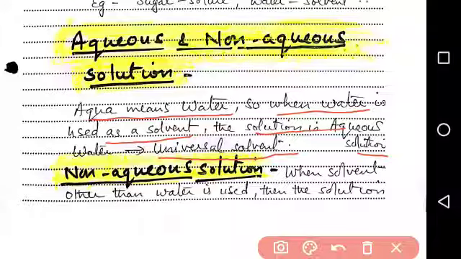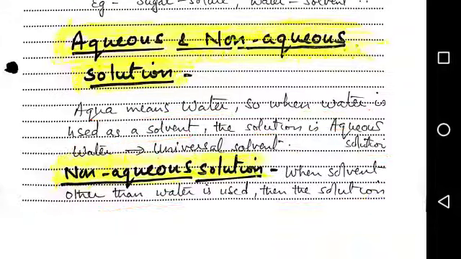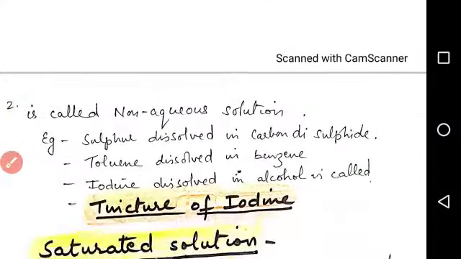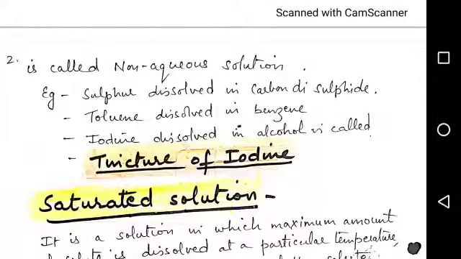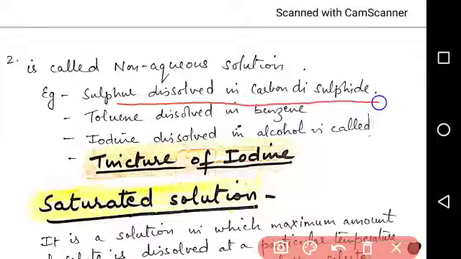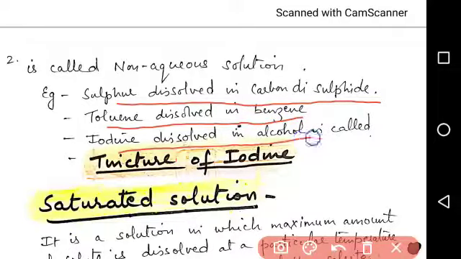Now next is non-aqueous solution. What is a non-aqueous solution? When a solvent other than water is used, then the solution is called a non-aqueous solution. Various examples are: first is sulfur dissolved in carbon disulfide, because sulfur doesn't dissolve in water, so it is dissolved in carbon disulfide. Second, toluene dissolved in benzene. Third is iodine dissolved in alcohol. So all these examples are non-aqueous solutions. Iodine dissolved in alcohol is given the name tincture of iodine.